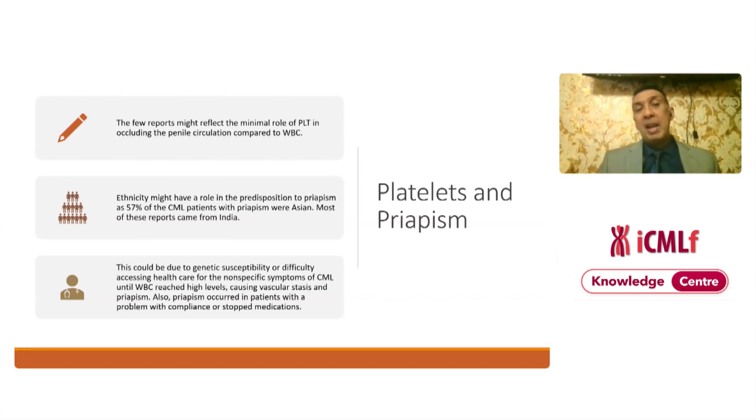Ethnicity might have a role in the predisposition to priapism, as 57% of the chronic myeloid leukemia patients with priapism were Asian. Most of these reports came from India. This could be due to genetic susceptibility or difficulty accessing healthcare for non-specific symptoms of chronic myeloid leukemia until the white blood cell count reached a high level, causing vascular stasis and priapism. Also, priapism occurred in patients with a problem with compliance or who stopped their medications.